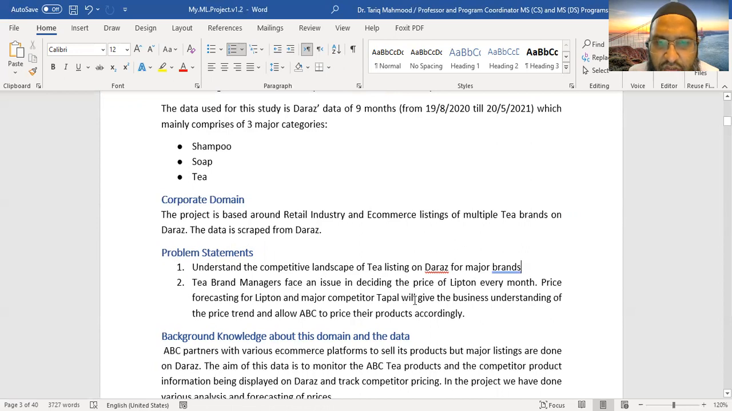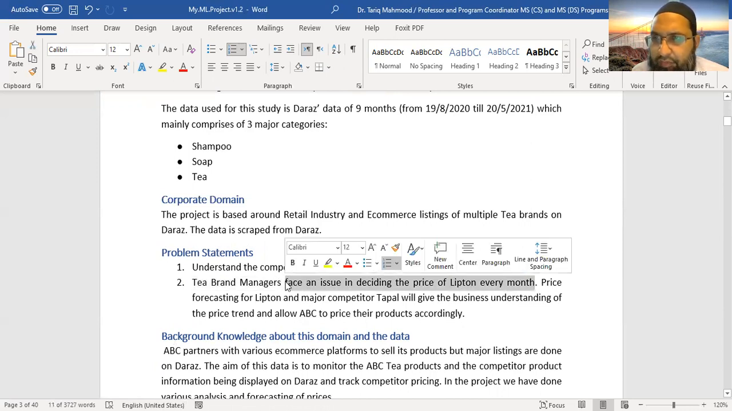Tea brand managers face an issue in deciding the price of Lipton every month, or for any other brand. Price forecasting for Lipton and major competitor Tapal will give the business an understanding of the price trend and allow the company to price their products accordingly. So the brand managers are facing an issue in deciding the price to put on Daraz every month. So that's a big problem. It's not like the customer churn problem or a loan giving problem or a marketing problem. So this is a very dynamic type of problem, or a streaming type of problem, which is occurring maybe every week or every month.